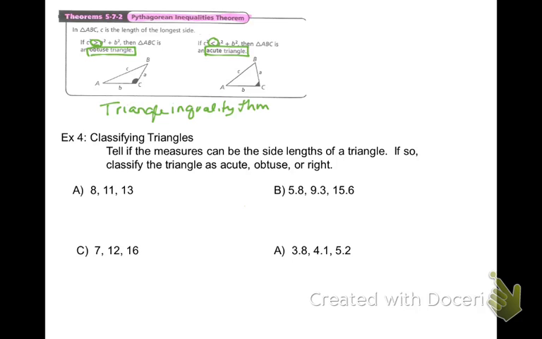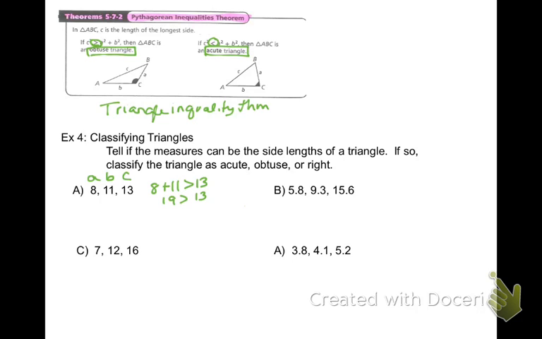So using that formula, we are going to classify these triangles at the bottom, if they are triangles. Step 1 is using the triangle inequality theorem. So 8 plus 11 is greater than 13. This will always be A, B, C. They'll put them in the order they want you to have them in. So 8 plus 11 is 19, which is greater than 13. Yes, that is a true statement, so we have a triangle.